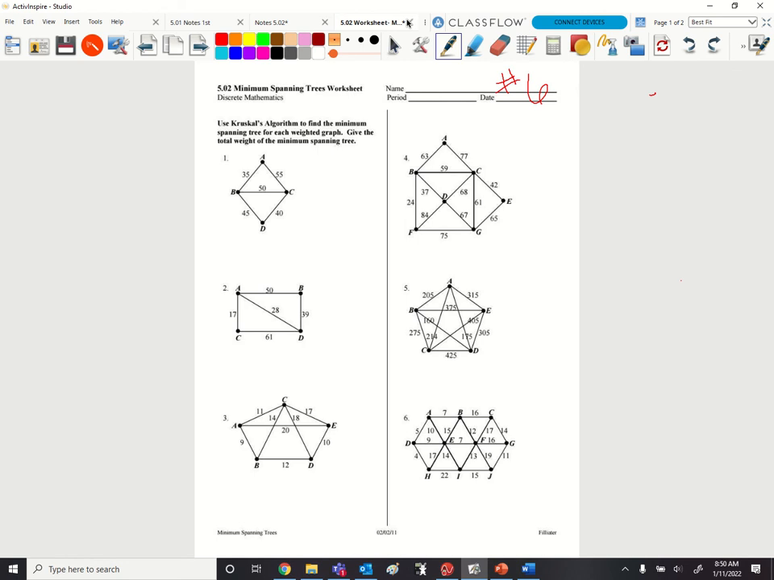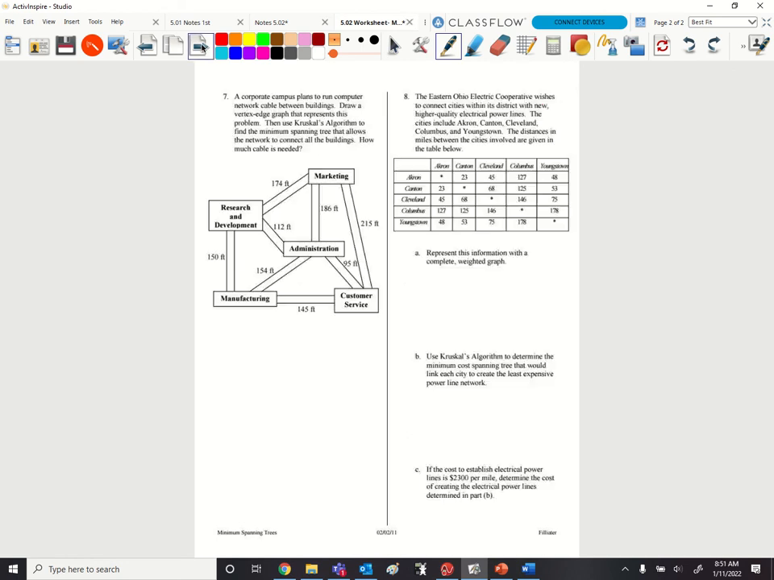Go through, figure it out, and then total it up. Make sure there are no circuits. Does anyone have questions over this? No? Let's look at the next page. Look, it's a word problem with the exact same thing. This time it's actually trying to figure out cable, I think it says. Network cable, yeah.